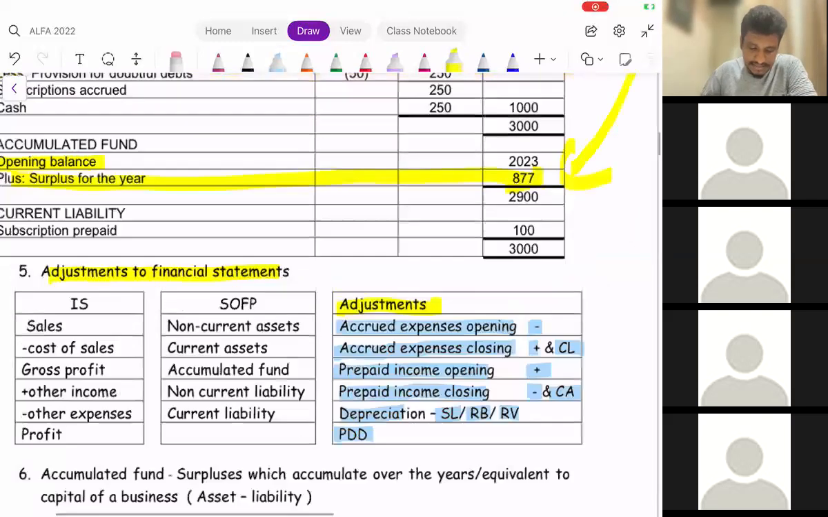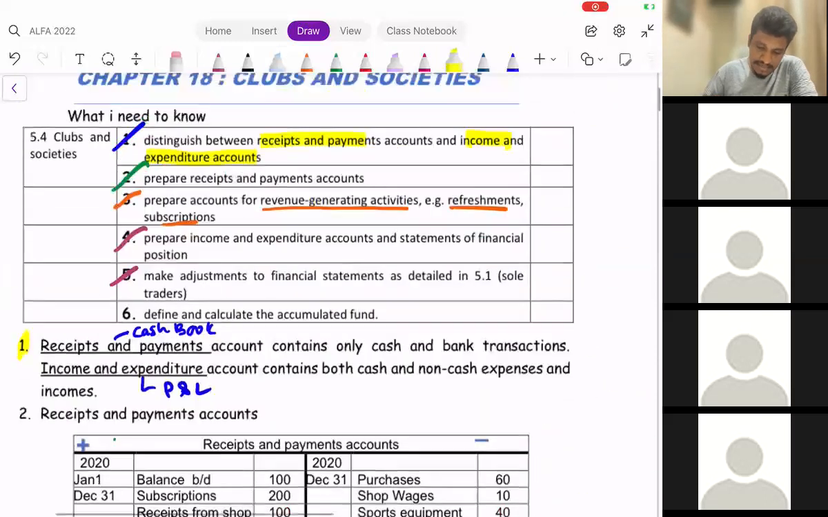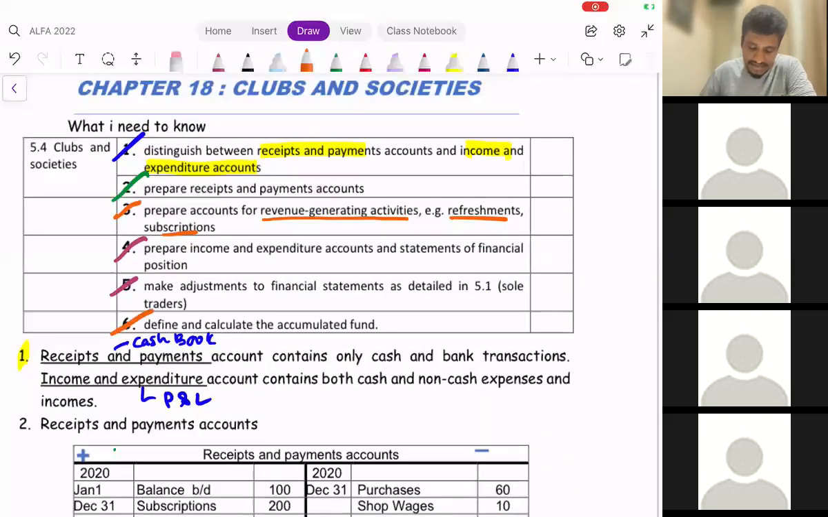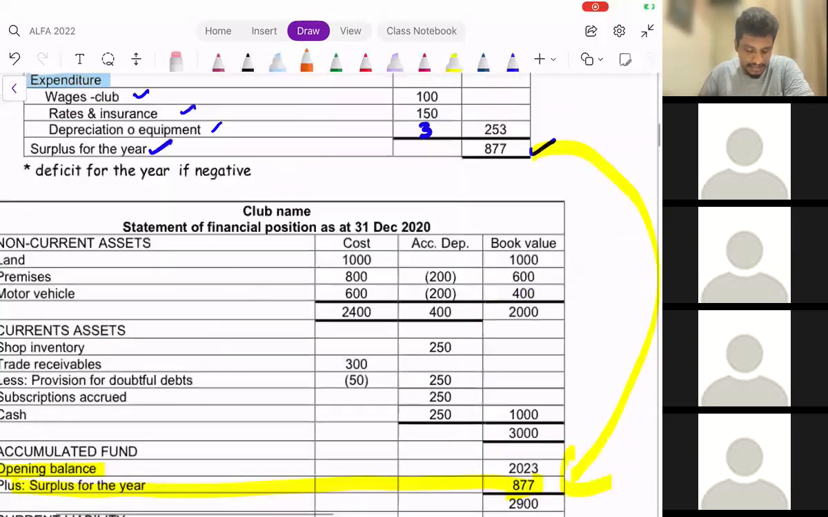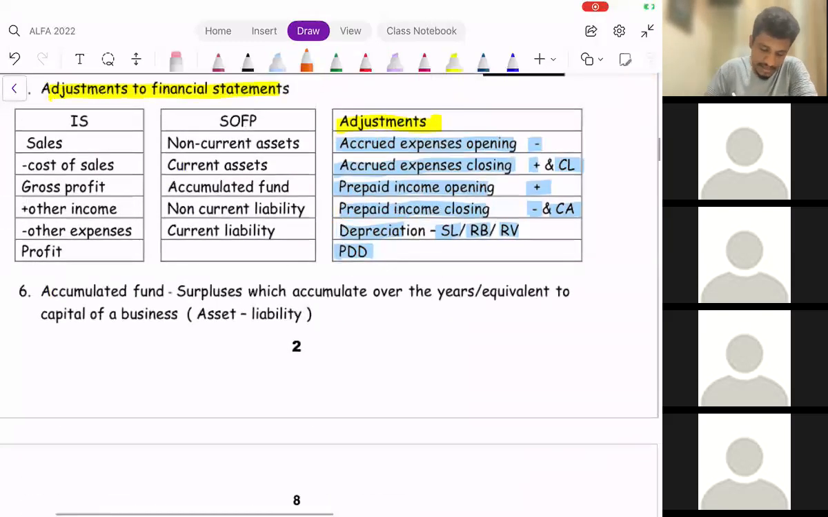Then the last one that you need to know is to define and calculate the accumulated fund. What is the accumulated fund? Accumulated fund is actually capital, but you cannot call it capital. We call it accumulated fund.